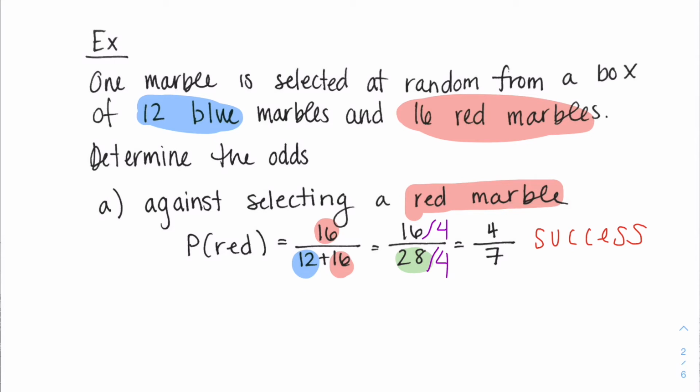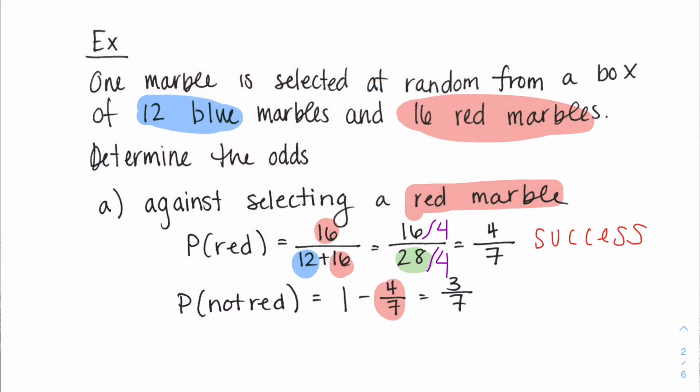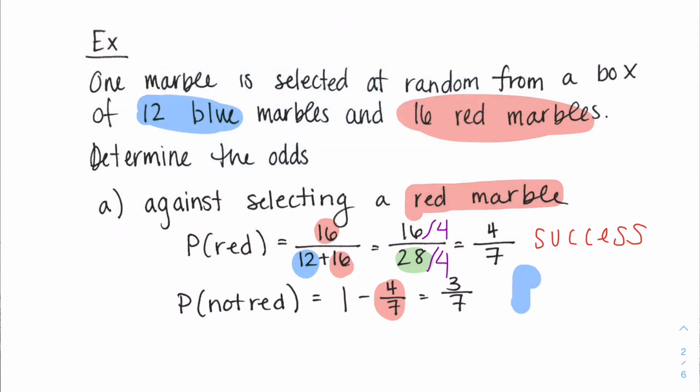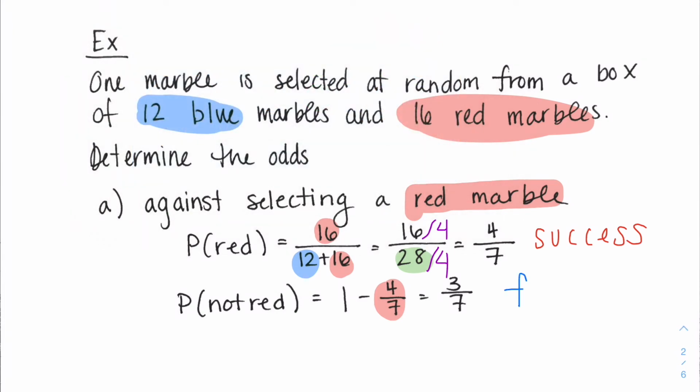Now we need the probability of not getting a red. So remember, it's 1 minus the probability of selecting red. So 1 minus 4 over 7. So we have a 3 in 7 chance of there being failure. So if you think of this, because there's just 2 colors, the probability of failure is really just the probability of you getting a blue marble, okay? Because you're going to pick one of these 2, so failure would be you pick a blue.